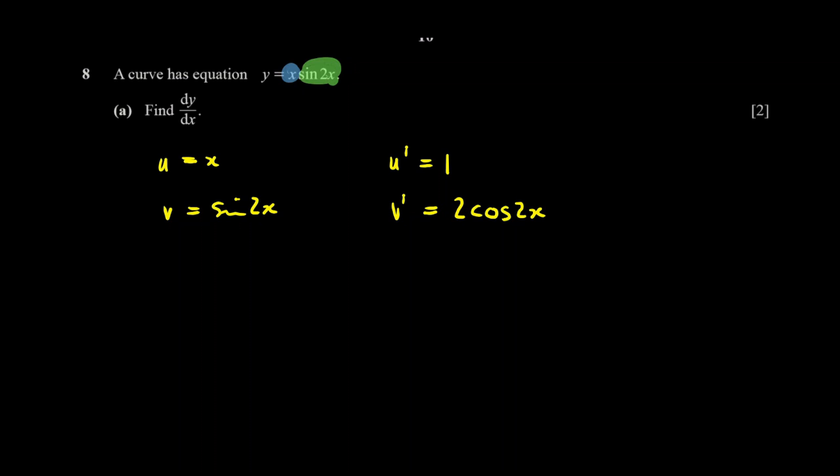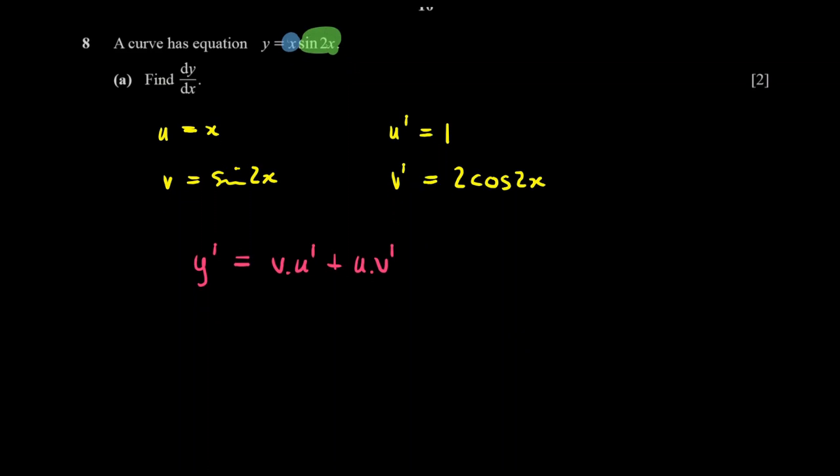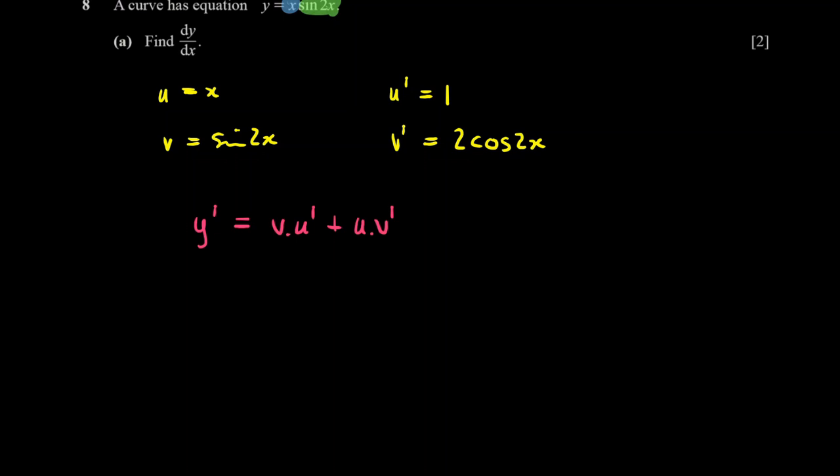Okay. Now, what is the product rule? The product rule is v du plus u dv. And I recommend that you memorize it in that order because it's the same order as the quotient rule, which is v du minus u dv. If you memorize it in that order, you're less likely to make a mistake with the quotient rule.